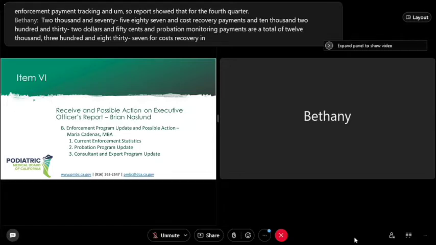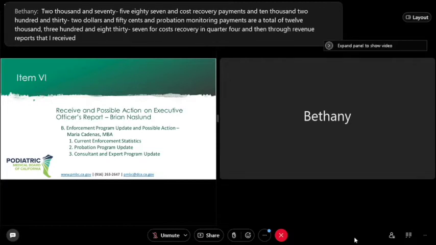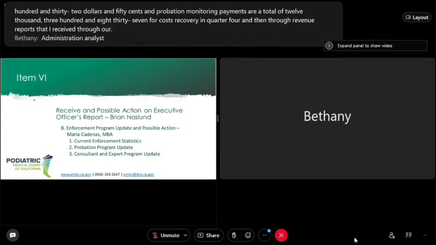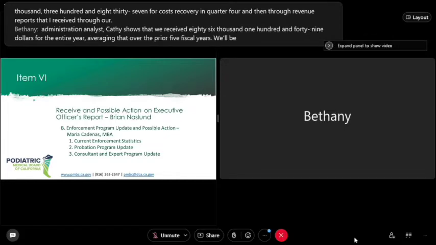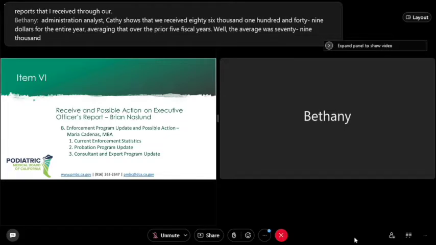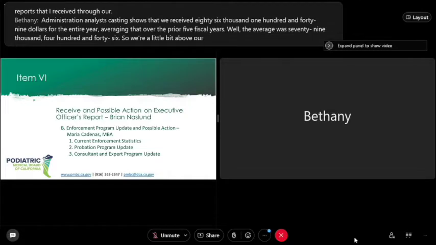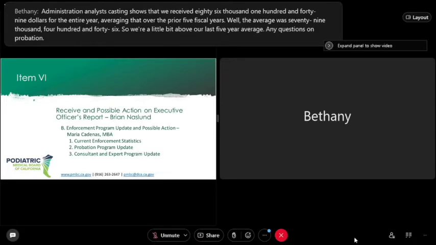And then through a revenue report that I received through our administration analyst, Kathleen, it showed that we received $86,149 for the entire year. Averaging that over the prior 5 fiscal years, well, the average was $79,446, so we're a little bit above our last 5-year average. Any questions on probation and cost recovery?